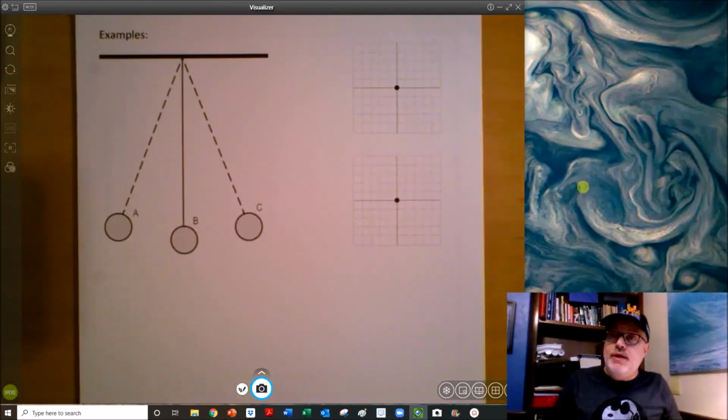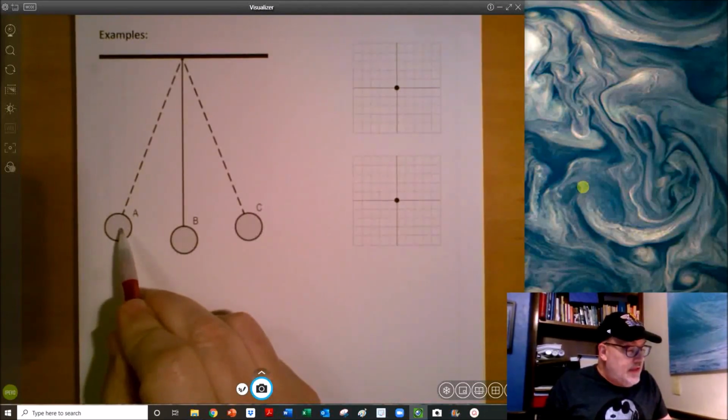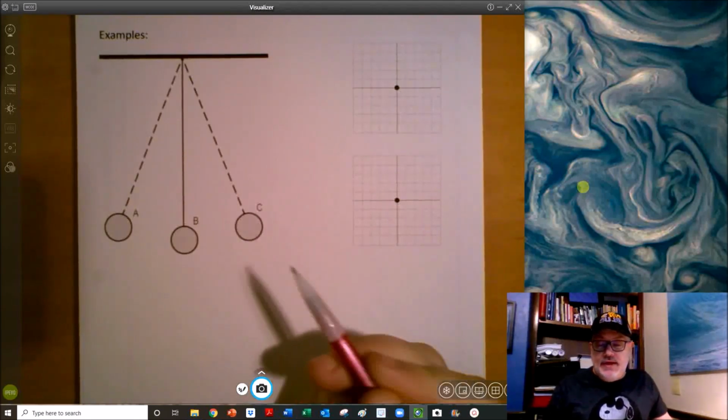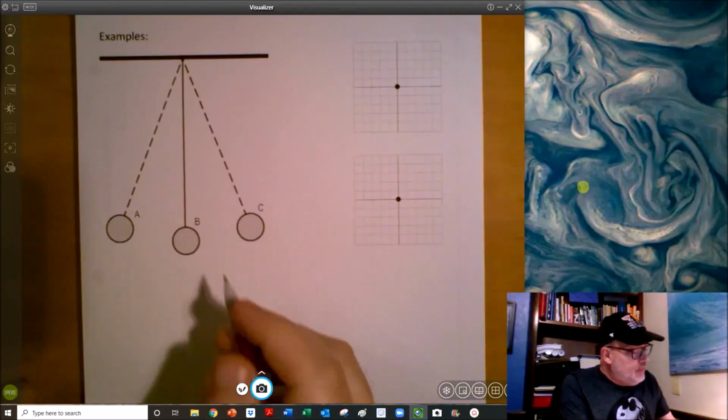Now let's take a look at a pendulum. So here's a pendulum. It's swinging back and forth. It starts, say, at A, and it swings down through B, the lowest point, and comes back up to C. So first off, let's take a look at the kinematics of what's going on.